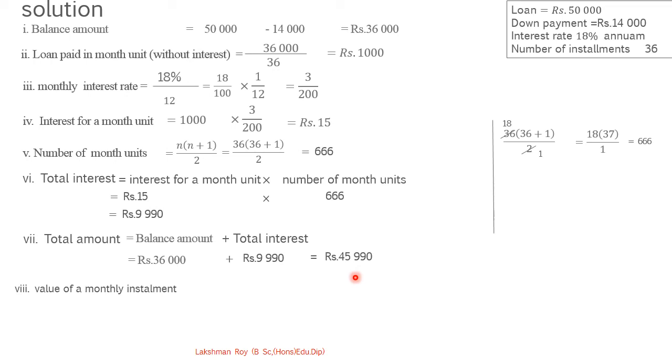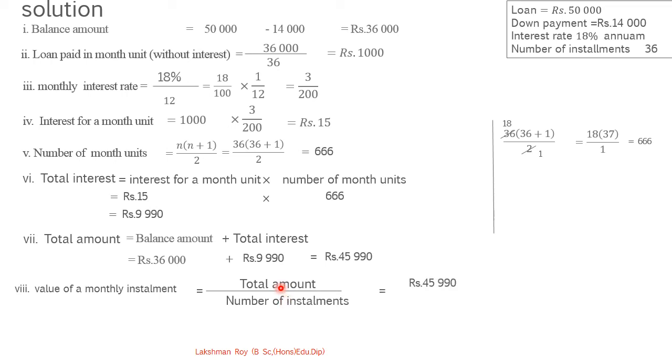Then Roman number 8 asks for the value of a monthly installment, right? That means this total amount paid in 36 installments. So how to find the value of a monthly installment? You have to divide this total amount by the number of installments, right? Total amount divided by the number of installments gives the value of an installment.